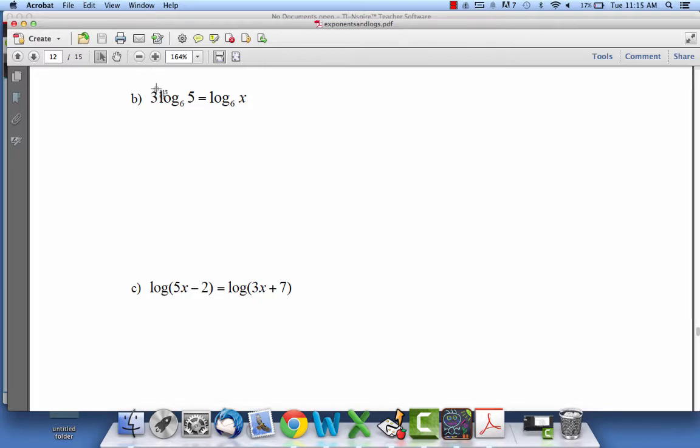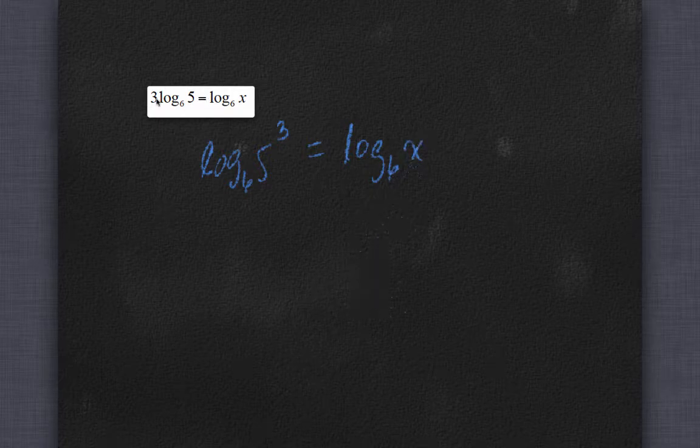So let me just look at this one, because this one's the only one that has any different step. The first thing is it has to say log sub 6 of something is log sub 6 of something. You can't have this. So we have to first get this into a single log. And because this is times, that means it was raised to a power. So I bring the 3 up. Now I can say 5 cubed is x.